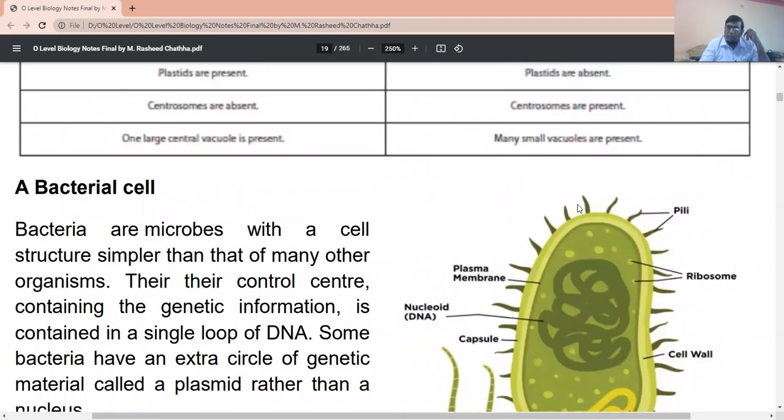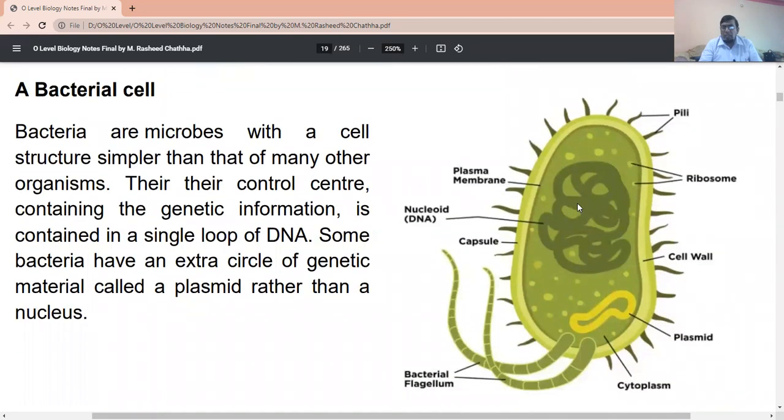Over the plasma membrane and cell wall are the pili. Next, it contains nucleus without nuclear membrane. So this is called as nucleoid. You can say simple DNA without nuclear membrane. Then its capsule, which is around the cell wall, and next is the cytoplasm, and within the cytoplasm, a circular DNA is present, which is called as plasmid.